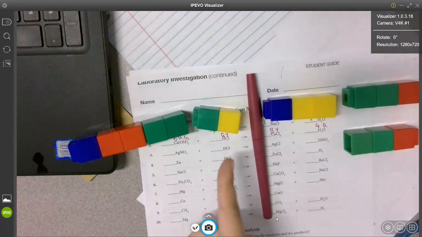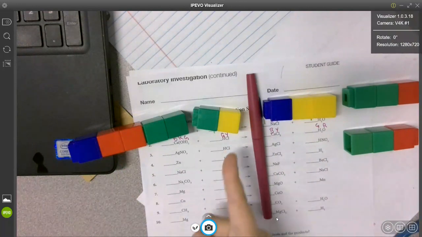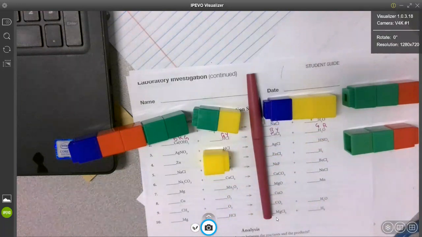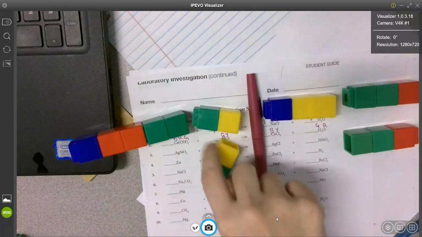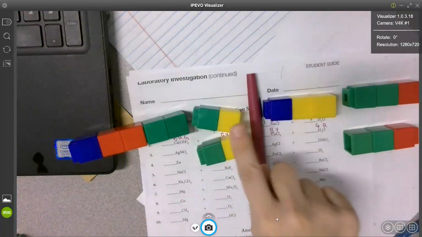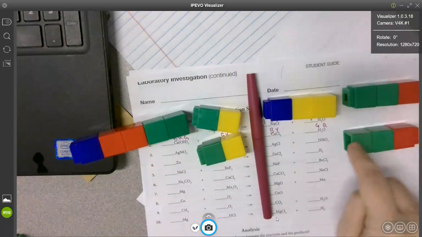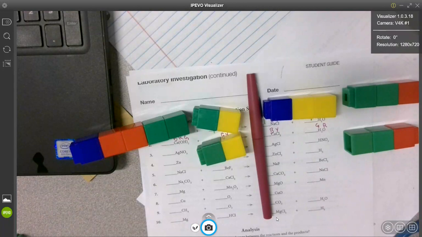I'm now going to look at my yellow. I only have 1 over here and 2 over here. And again, I can't just say, here we go. I can't do that. I have to add another molecule. So 2 yellow, 2 yellow. Okay. Last but not least, let's look at green. I have 1, 2, 3, 4 on my left side, 1, 2, 3, 4 on my product side. So that matches out.